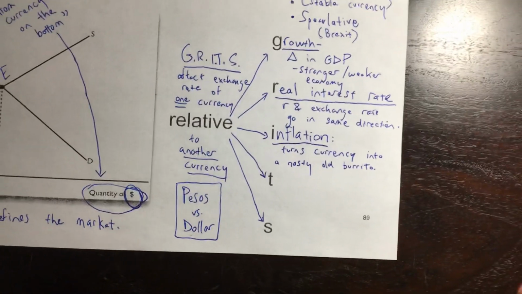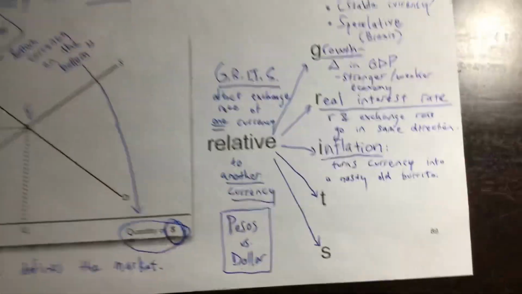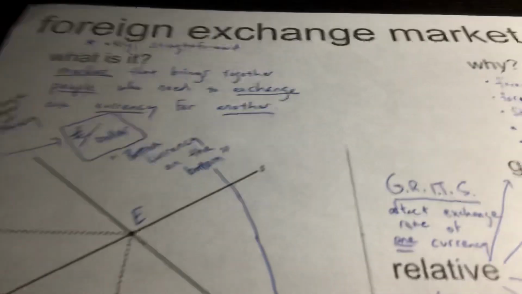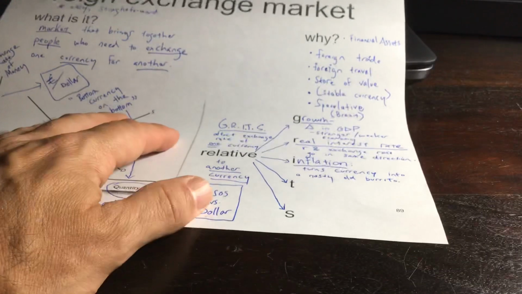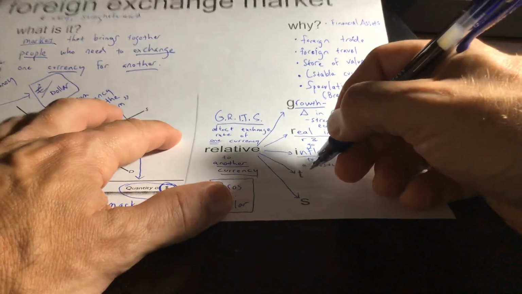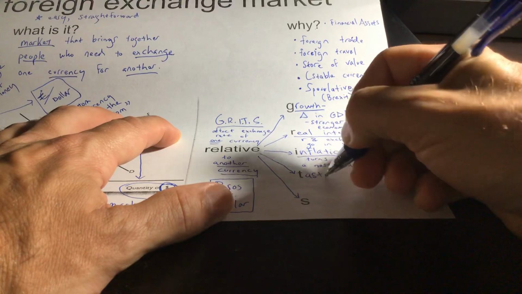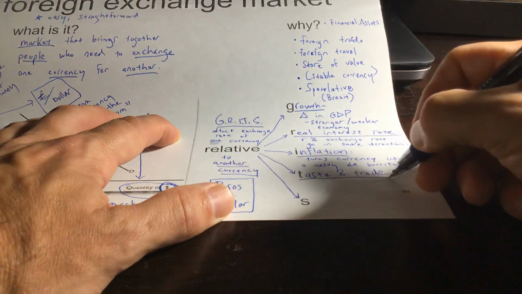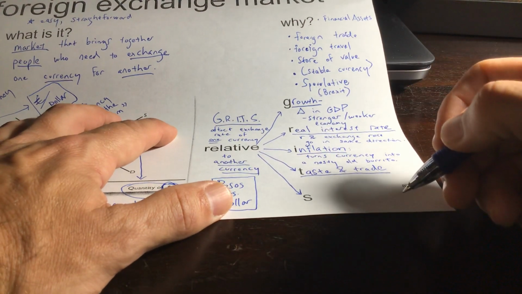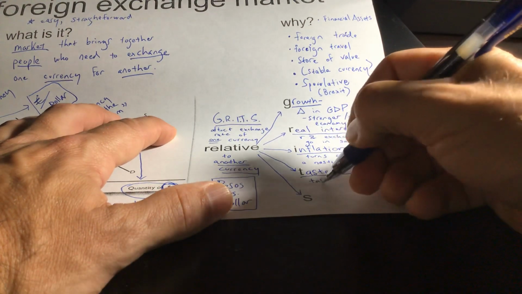Last two are taste and trade and speculation. So let's just finish strong here. Let's see if I can get my iPad to actually hold up well. And I can add the taste and trade. Okay, taste for goods creates a taste for currency.